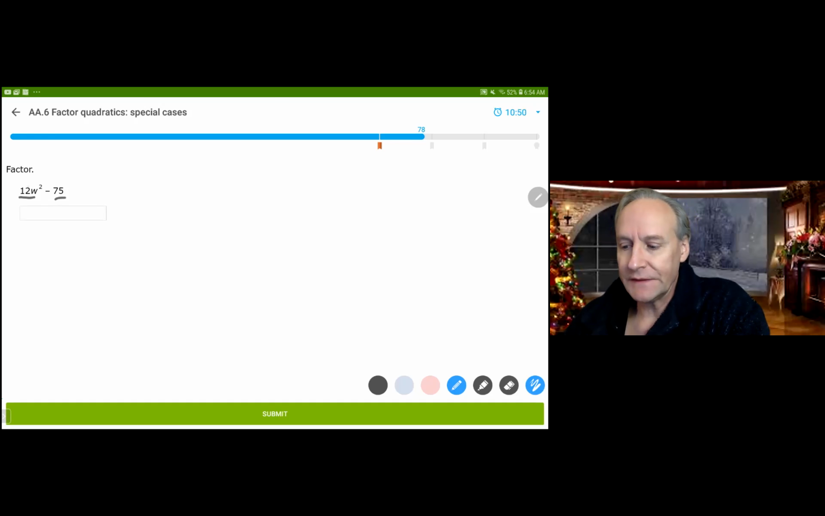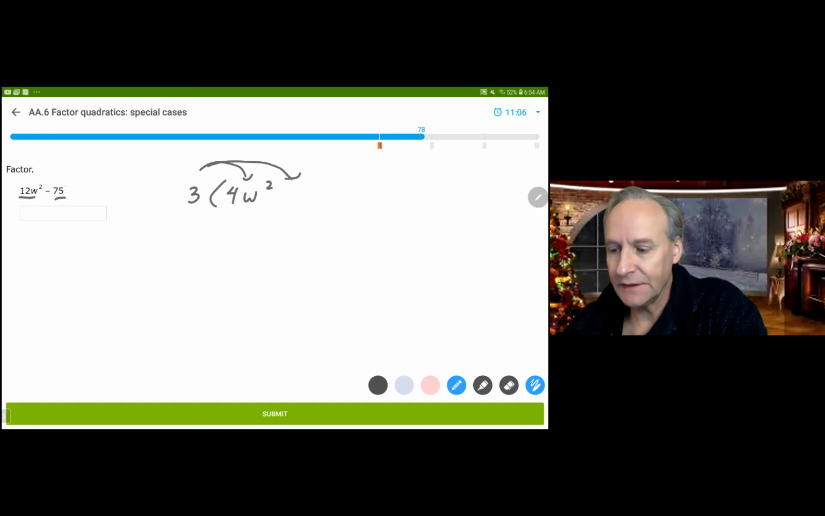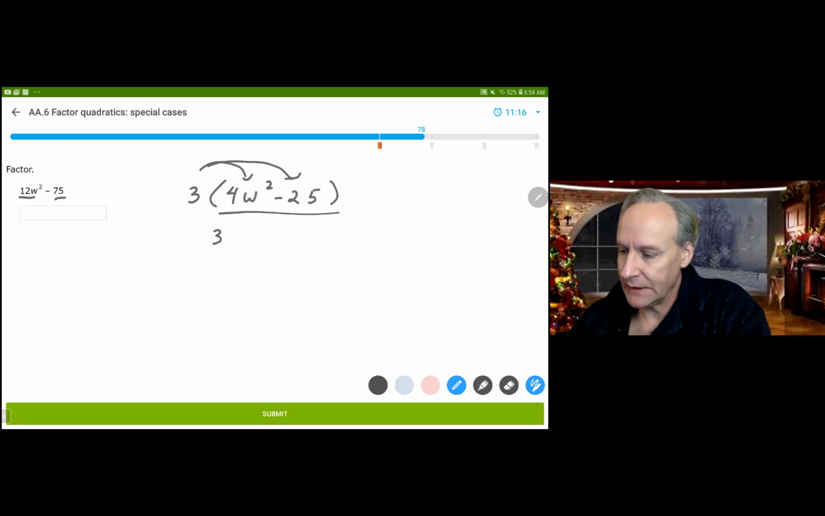Well, notice that 3 goes into 12 and 3 also goes into 75. We need to take out the common factor. And the common factor is 3. That gives us 4w squared. And I'm undistributing. So what number do I have to multiply 3 by to get 75? Well, that's going to be my minus 25. And now I have a difference of squares. So this is going to be 3 times 2w minus 5 plus 5. And there are my factors.